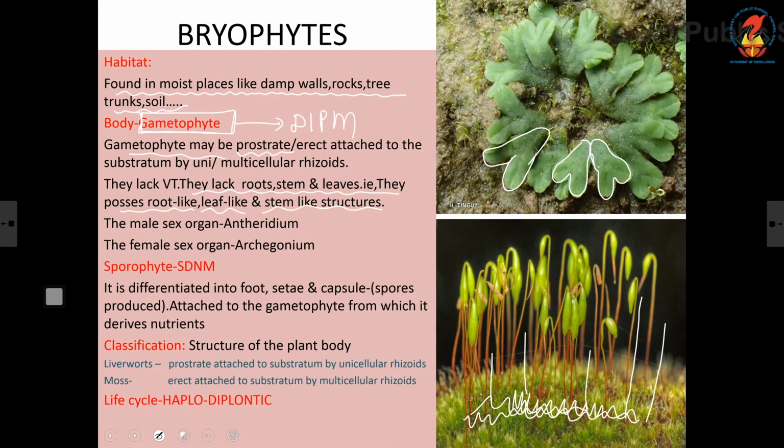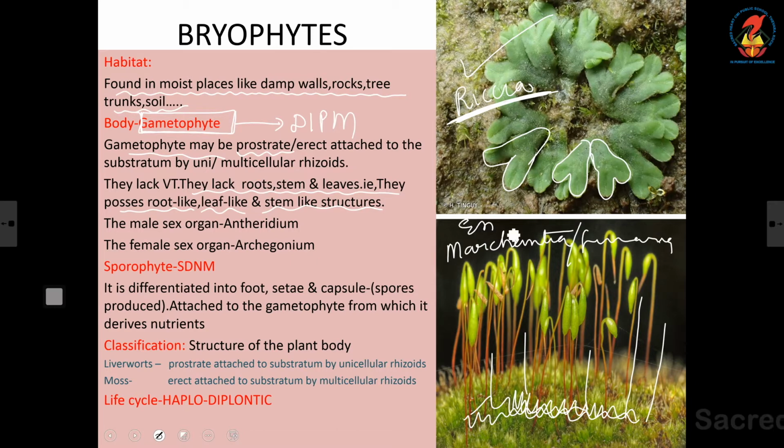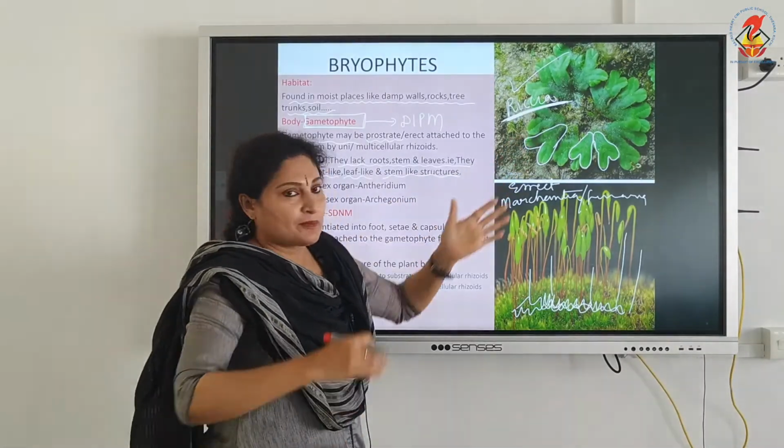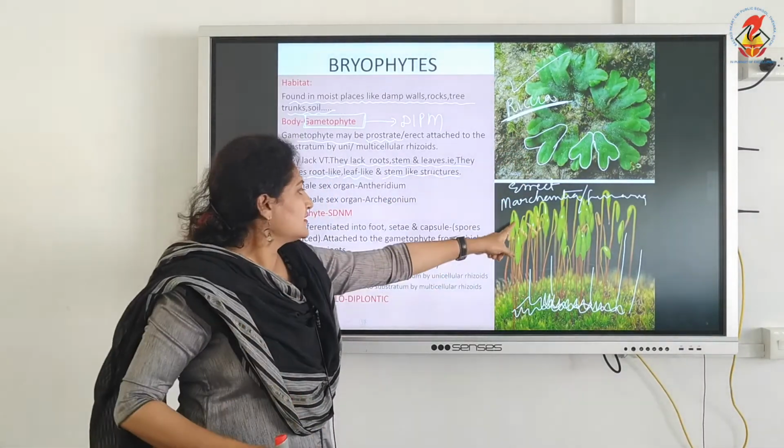The meaning of prostrate, once again I am saying, is the one which is depicted here, the first one, and the example is Riccia. See, Riccia is also common on the walls. Prostrate means it is flat, dorsoventrally flattened and appressed to the walls, fixed to the walls, or it can be like this, as in Marchantia or Funaria. It is erect. So I hope you have understood the two types of body structures. It can either be prostrate, that, or erect, Funaria.